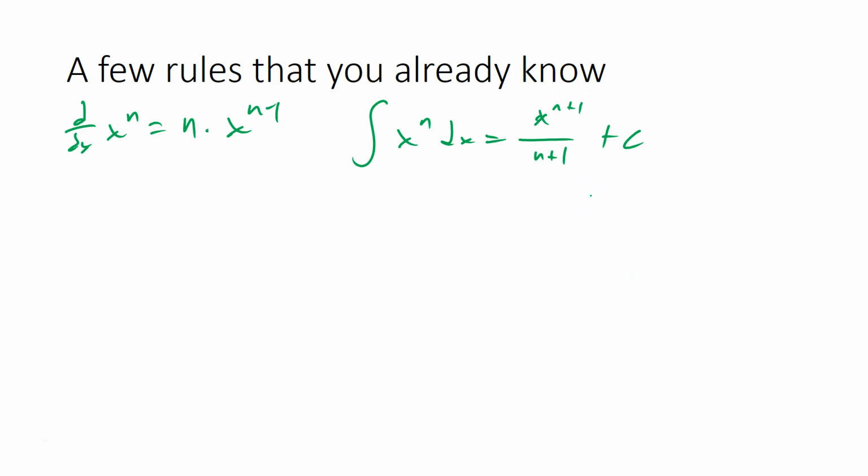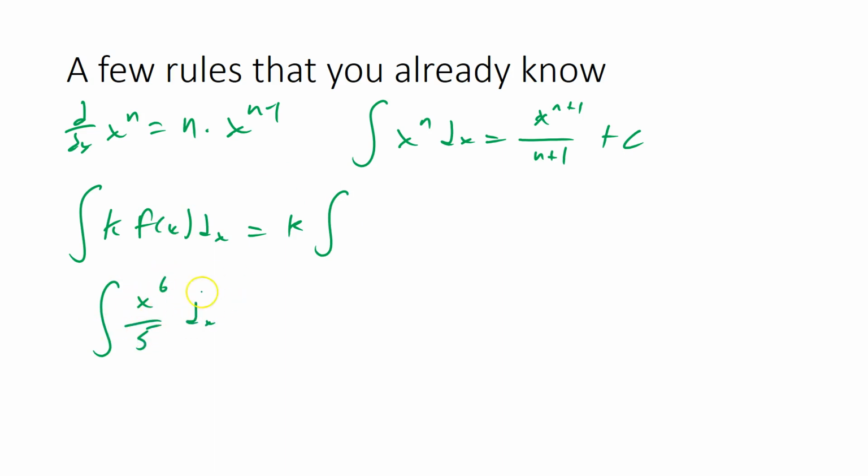Some other stuff that can be handy, the antiderivative of k times f of x dx, you can just pull the k out, right? We've talked about this before. You can always just pull out a constant. So this is especially useful for fractions. So if you have like the antiderivative of x to the 6th over 5 dx, pull out the 1/5, integrate x to the 6th, and then just worry about the 1/5 later. So you pull it out, and then you just have integral f of x dx. Okay, so just take the antiderivative of f of x multiplied by k.